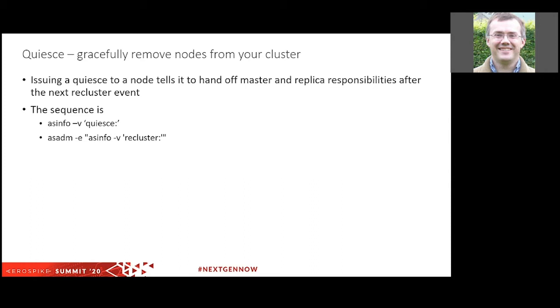The problem we're trying to solve is taking things down gracefully without getting any errors. The sequence of commands that you need to execute, that were effectively executed in that last demo, was asinfo -v quiesce, which tells the node to hand off master and replica responsibilities at the next cluster event. And you do that by doing asadm -e asinfo -v recluster. We create that cluster event using the recluster command.